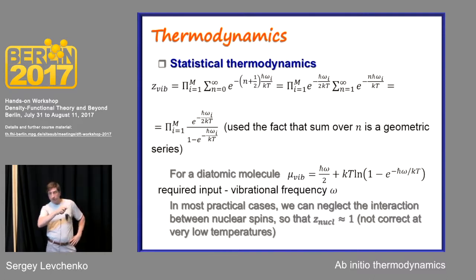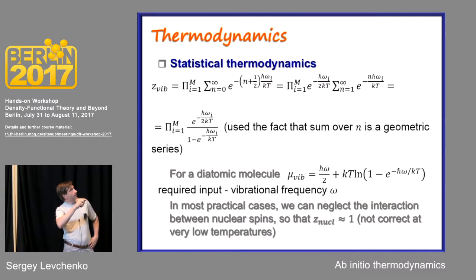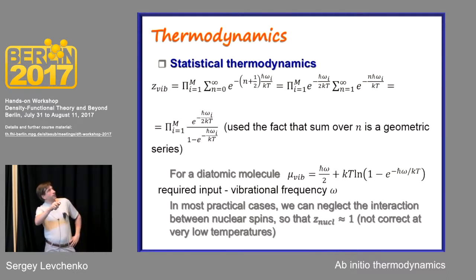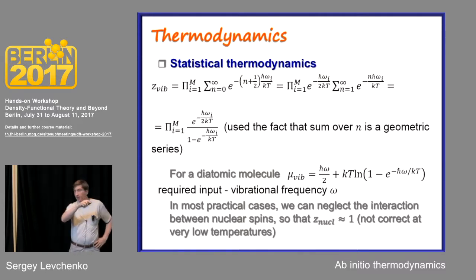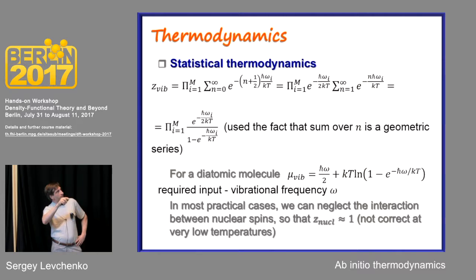So in order to calculate the vibrational contribution to the chemical potential, we write the partition function for the vibrational degrees of freedom. And if you go through this formulation, you will see that the product is over different modes of a molecule, different vibrational modes, while the sum is over the states for each mode. And we can rewrite it a little bit, and we will see that this is actually a geometric series, and we can sum this up and obtain this kind of expression.